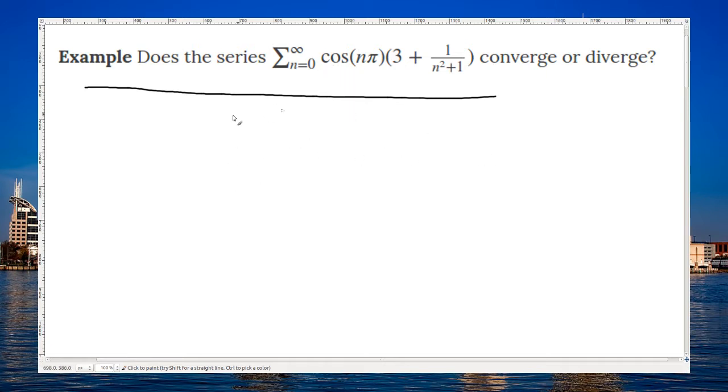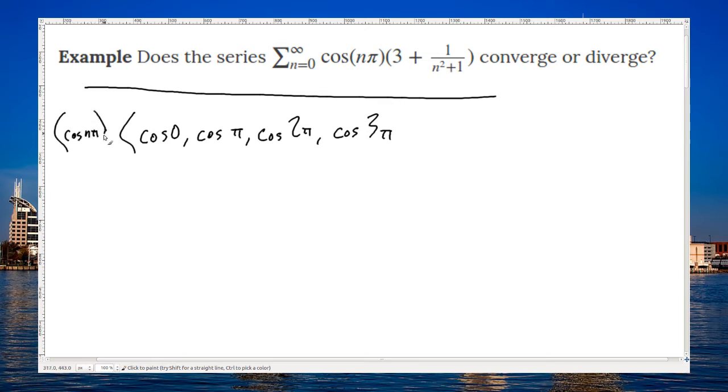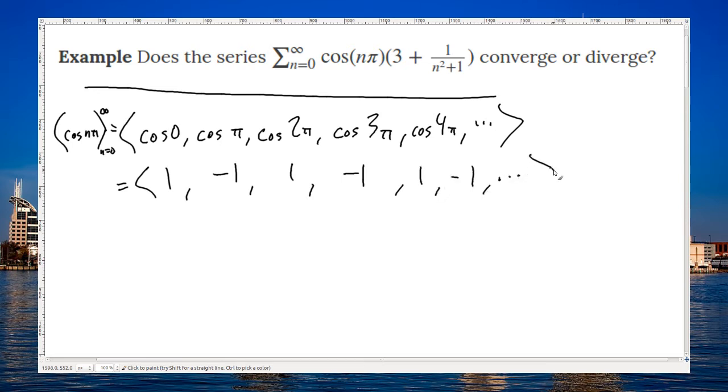Basically, it's the sequence cosine of 0, cosine of pi, cosine of 2 pi, cosine of 3 pi. We're describing the sequence of cosine of n pi here from n equals 0 to infinity, cosine of 4 pi, dot, dot, dot. And what do these numbers evaluate to? Well, that's a 1, that's negative 1, that's 1, that's negative 1, that's 1. I guess it'd be a negative 1 next.